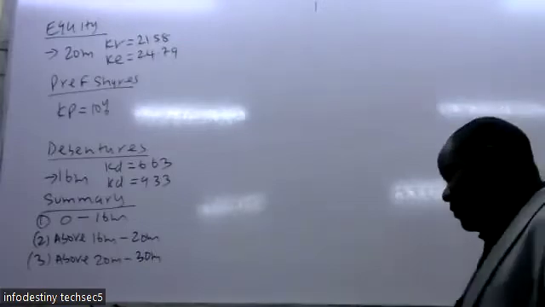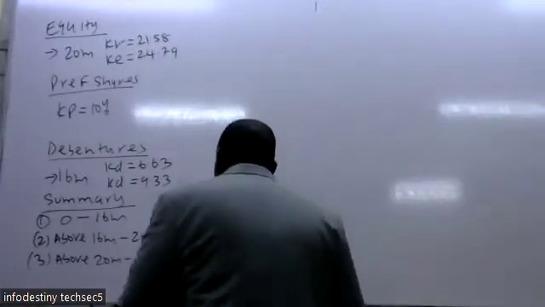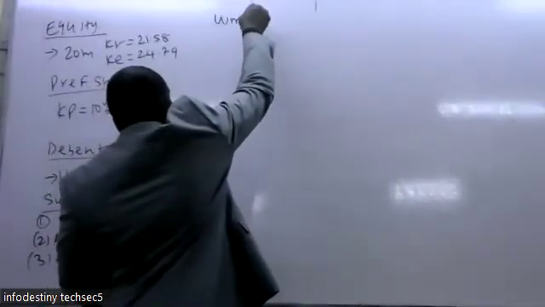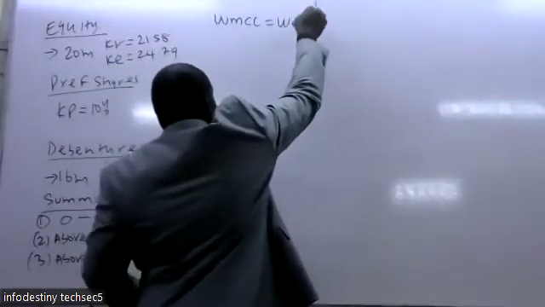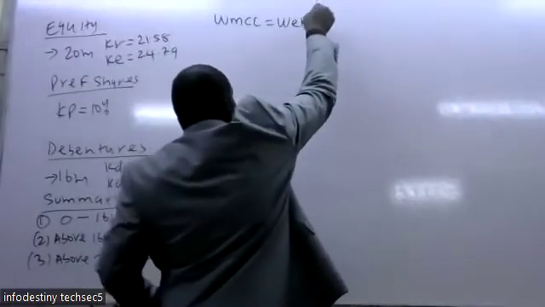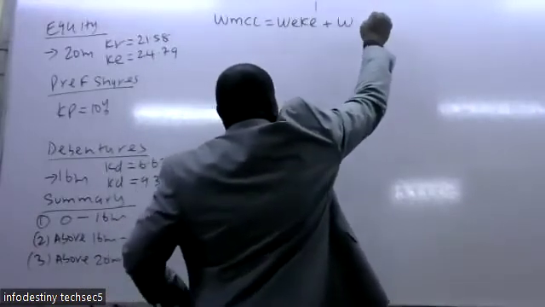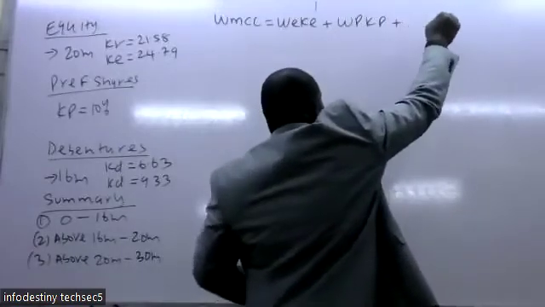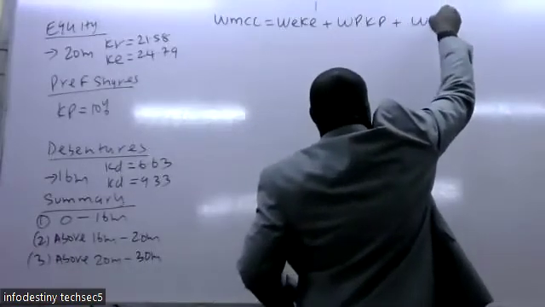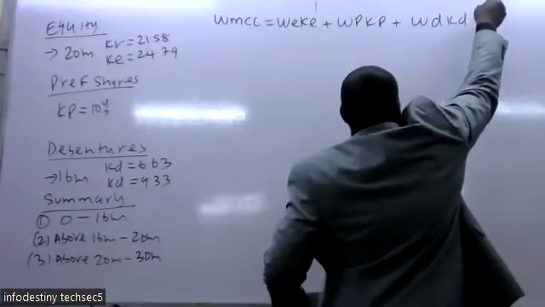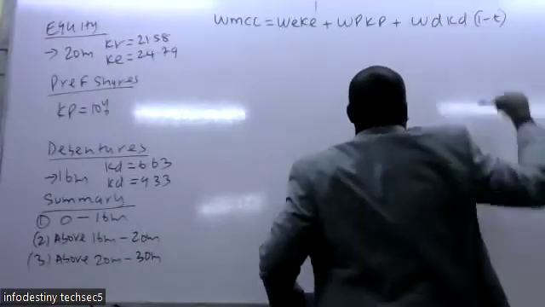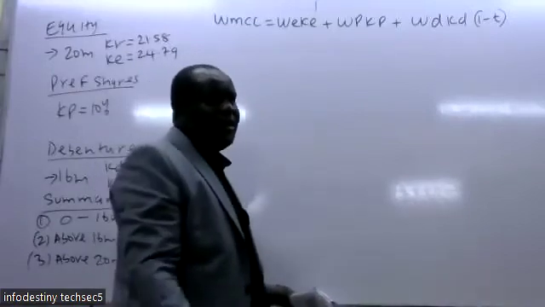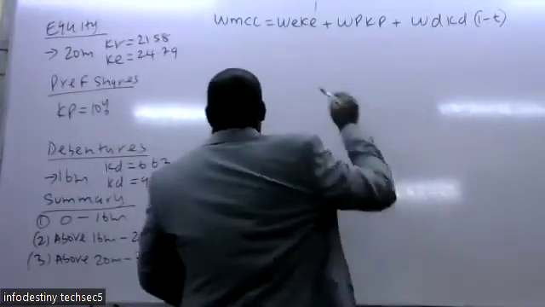So let us see how to get the WMCC. So weight of equity, cost of equity. Weight of the preference share, cost of the preference share. Weight of the debenture, the cost of the debenture must always be after tax.